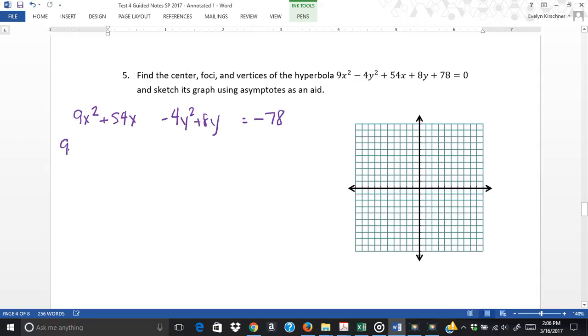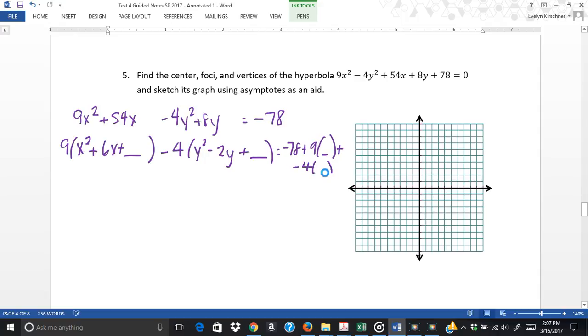So I'm going to pull out a 9 here to complete the square. So I have 9 times x squared plus 6x plus something. I take out a negative 4, so I have negative 4 times y squared minus 2y plus something equals negative 78 plus 9 times something plus negative 4 times something.